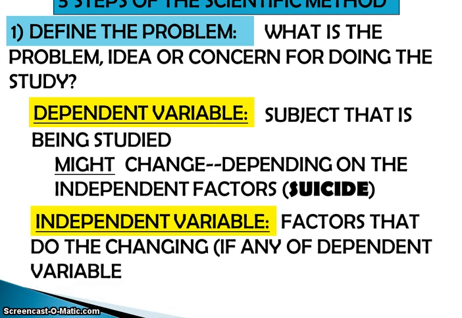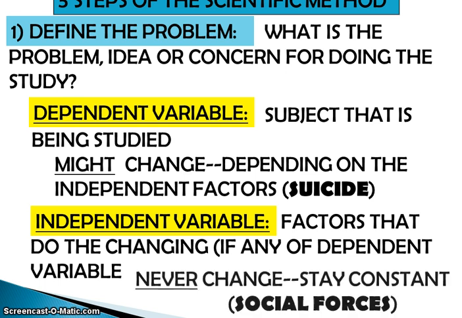Your independent variable, or independent variables, usually, are factors that will start the change or cause the change of the dependent variable. Okay? So in essence, these things are going to affect the behavior. And for Durkheim, he used social forces. What you have to realize is the independent variable will never change.